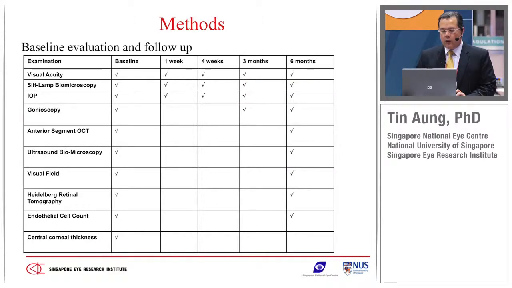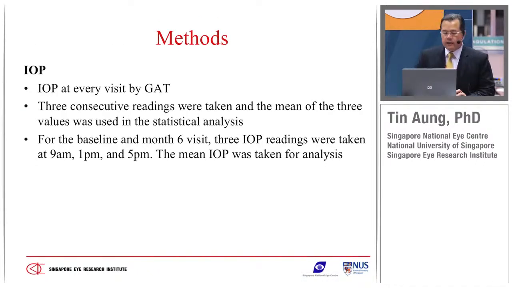This is the study protocol, with follow-up visits at 1 week, 4 weeks, 3 months, and 6 months. At every visit, IOP was measured by Goldmann applanation tonometry. For the baseline and month 6 visits, we also took IOP at 9 a.m., 1 p.m., and 5 p.m., and the mean IOP was taken for analysis.